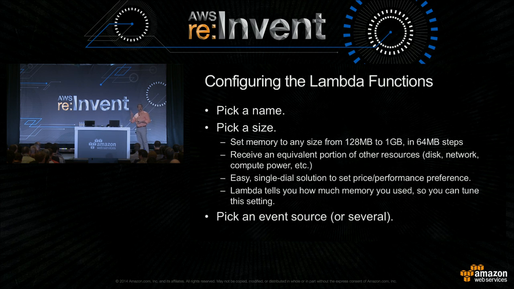And then once you pick the name and pick the size, you have the option to pick an event source. So if you're doing custom events, you might stop after the first two. If you want to hook this Lambda function up to S3, to Dynamo, to a Kinesis stream, then you're going to go configure the association between the function and the AWS service that's generating those events.